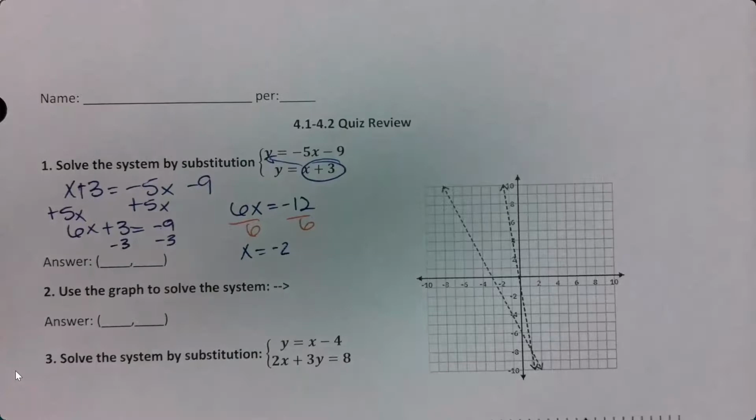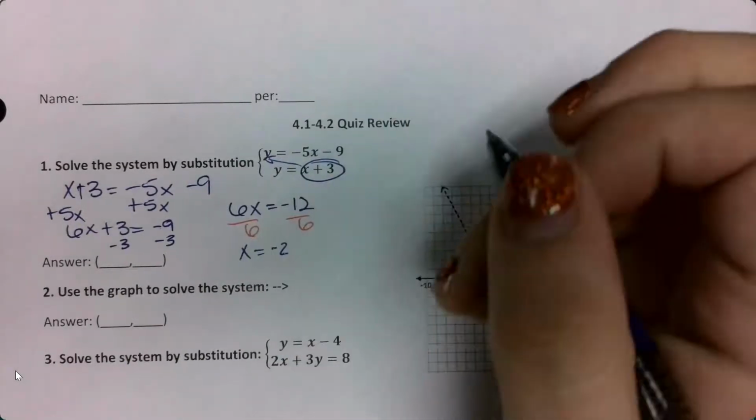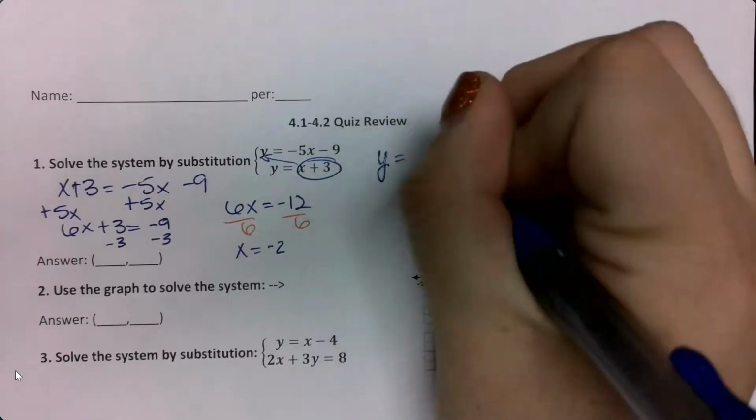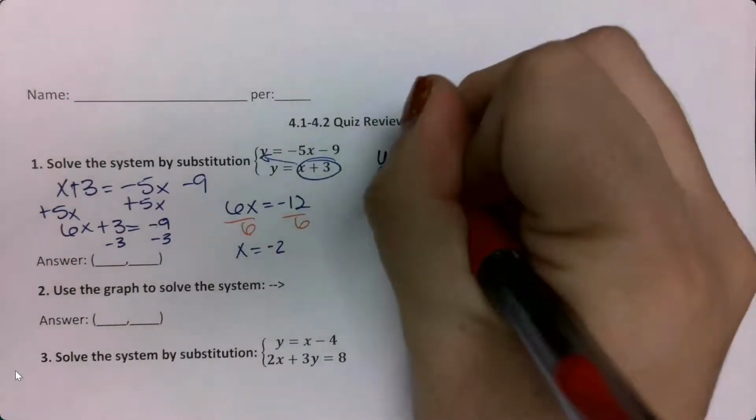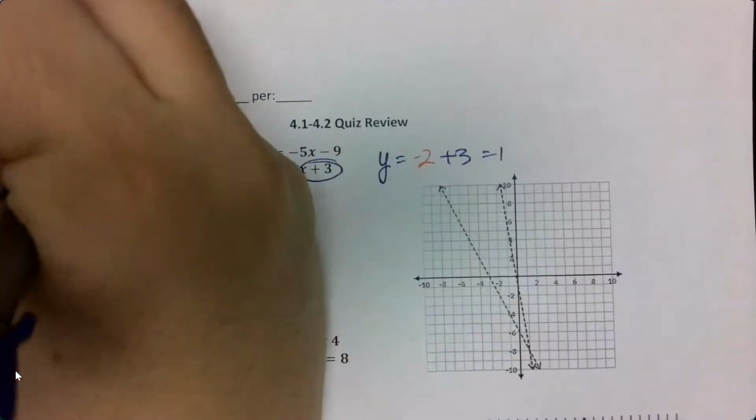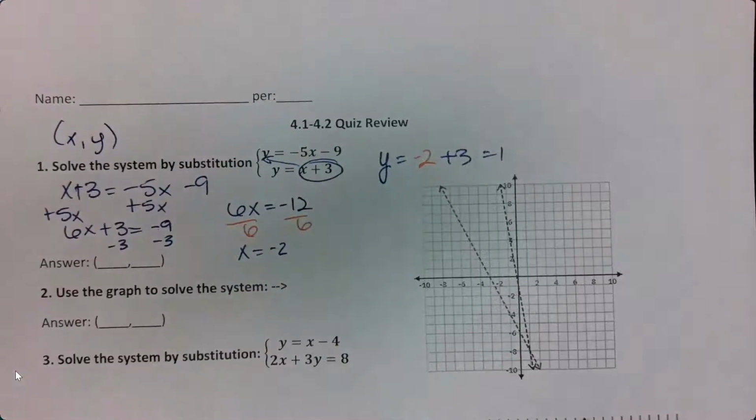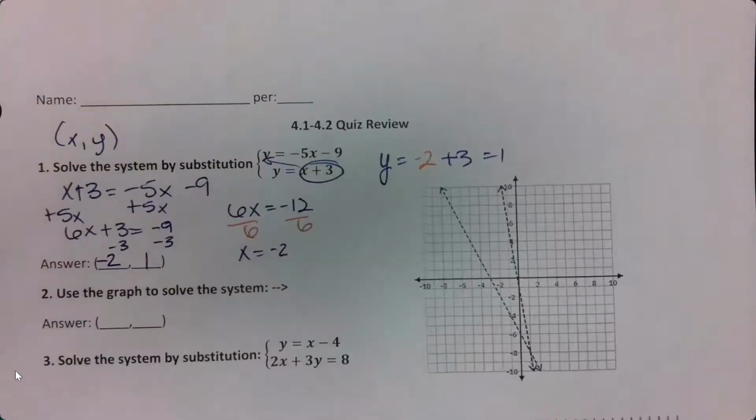Then I'm going to plug in for my y value. I can pick either equation. I'm going to pick the second one just because there's less work. So I'm going to have y equals, I'm going to plug in my negative 2 plus 3, which gives me 1. Remember, coordinate points are always written in the form x comma y. So it doesn't matter which one I get first, I always want to write the x one first. So I have negative 2, 1.